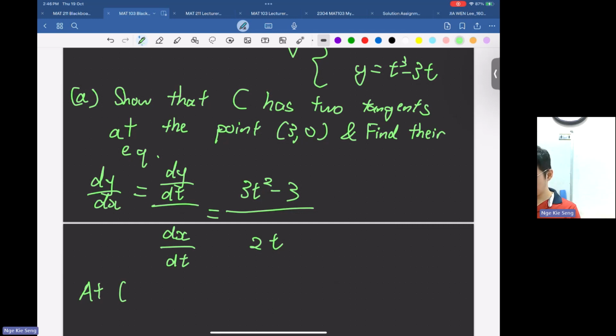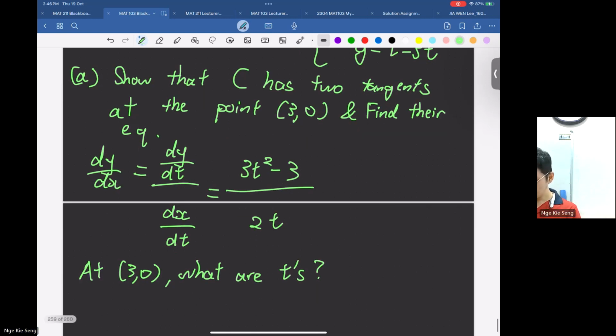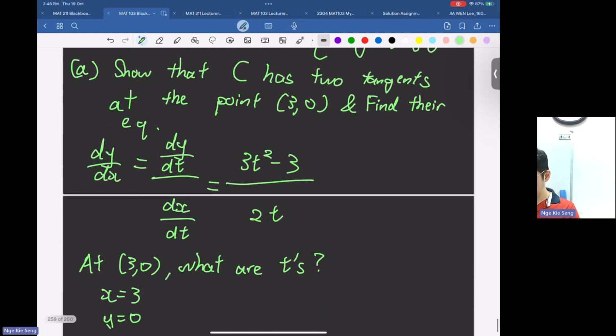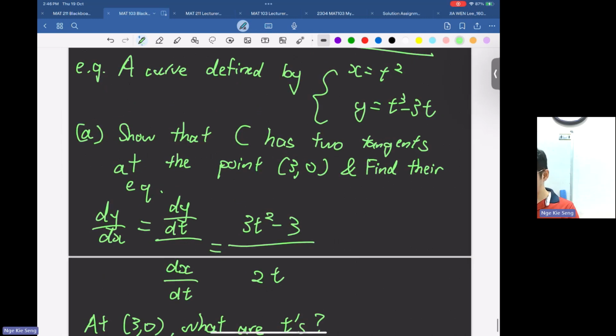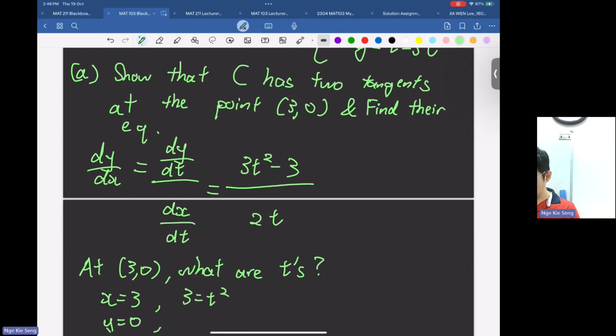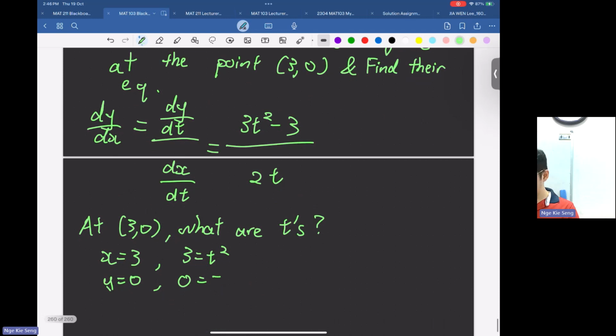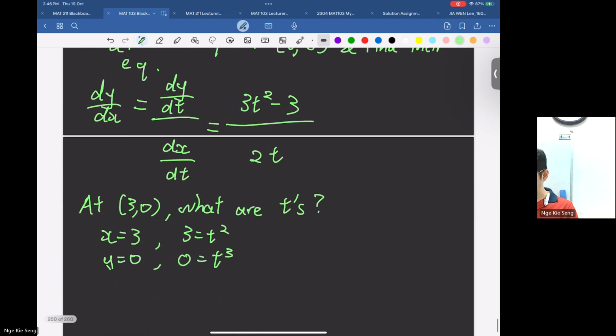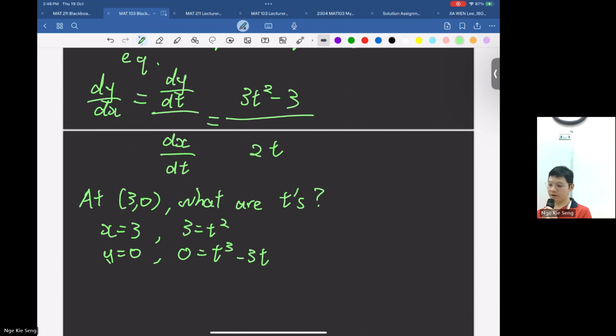At x equals 0, what are the t's? So we said when x equals 0, y equals 0. Let's find the t. So when x equals 0, 3 equals t squared, and 0 equals t cubed minus 3t. To be on this point here, the solutions from the two equations must match up.